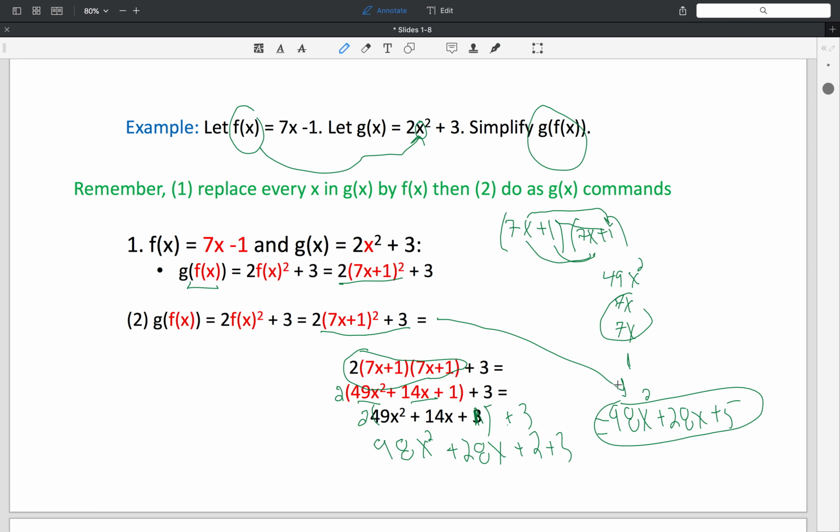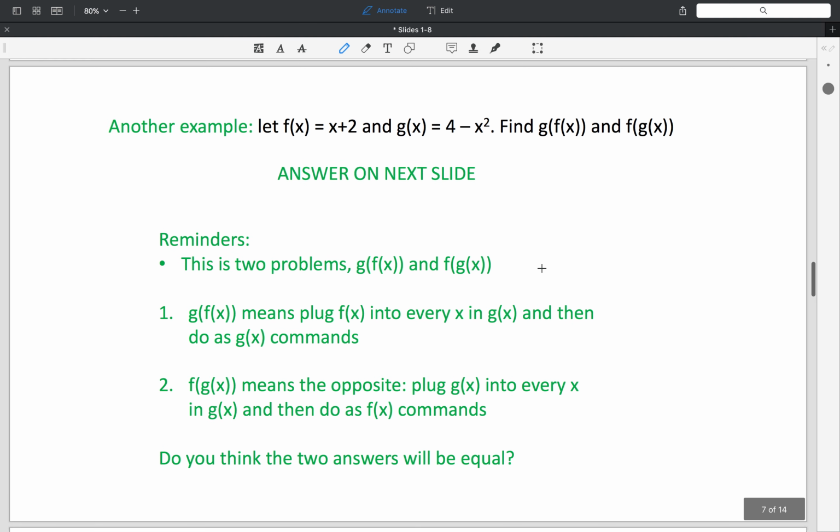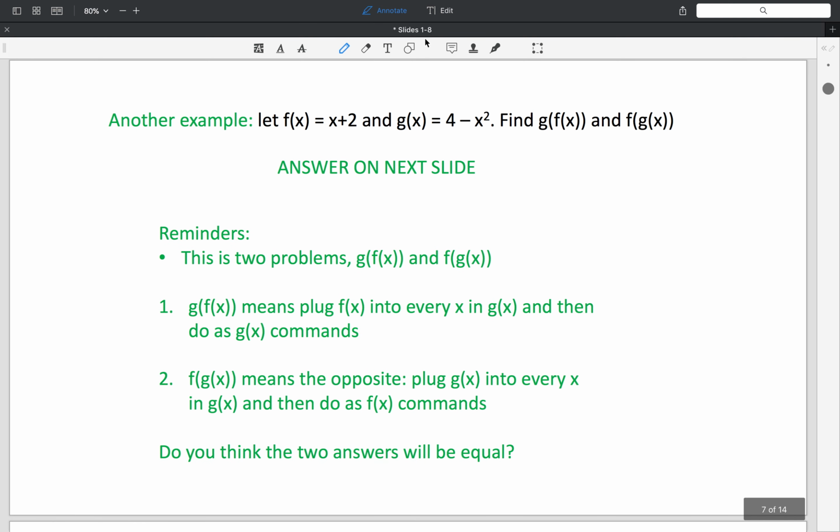Okay, so we'll do another. Actually, we're going to do 2. So we're taking 2 functions, and I want you to do both of these. I want you to do this and this. And I'm going to ask you a question. Will the answers be equal?